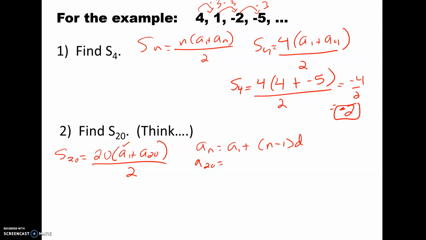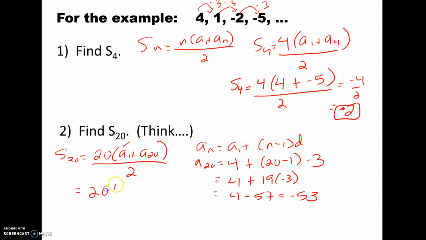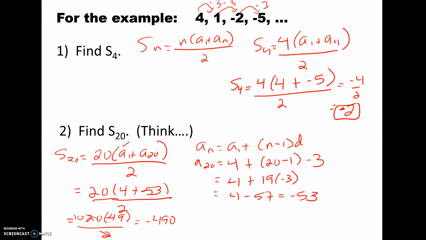So a sub 20 is equal to 4 plus 20 minus 1 times my common difference, which is negative 3. And I have 4 plus 19 times negative 3. That's 4 minus 57. It's negative 53. And then I can come back over here and finish filling it in. And 4 plus negative 53, well, that ends up being negative 49. And I could do some cross canceling here. 20 divided by 2 is 10. That's negative 490. Okay, let's keep going.